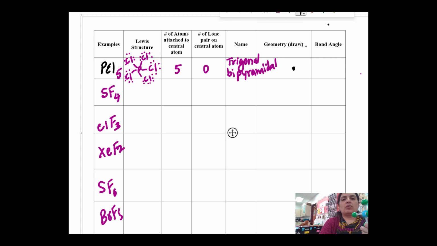So I have 3 bonds in trigonal bipyramidal which are in the plane, and then I have one which is coming up and one which is going down. The one going down we put as a dotted line, and the one which comes up we put as a wedge. Don't worry too much about the bond angle on this one. You are not tested on bond angles for extended octet.